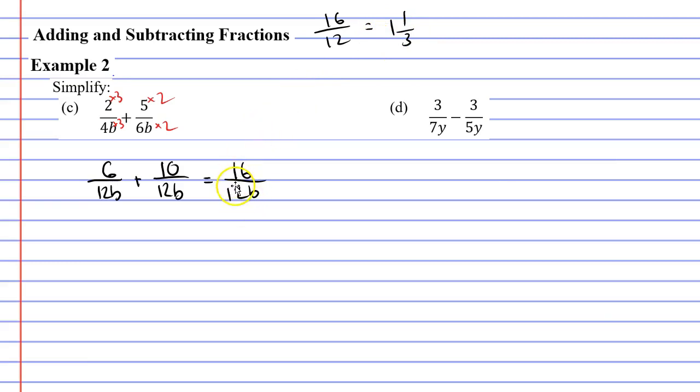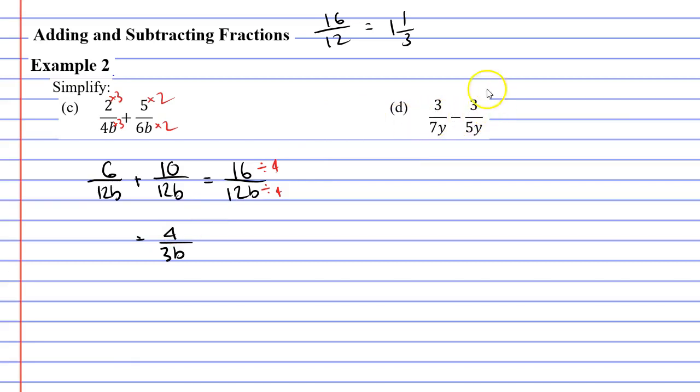Even though we're leaving it as an improper fraction, we can still simplify this. I can divide both my numerator and denominator by 4. What do I get when I do that? Well, 16 divided by 4 is 4. And 12 divided by 4 is 3. So I'm going to have 3b below. And we're just going to leave our fraction as 4 over 3b. We're going to leave it as an improper fraction. We'll now move on to question D now.